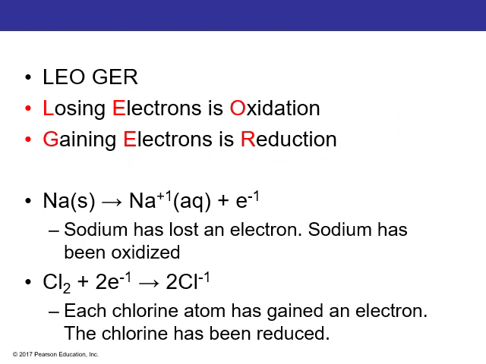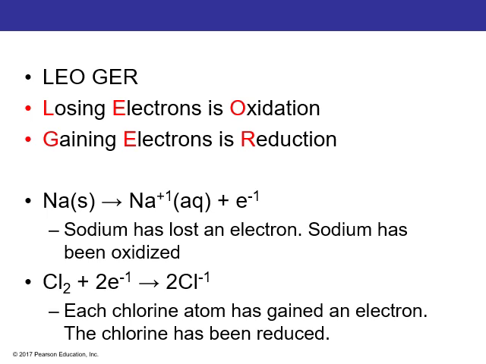I really like this acronym. I'm going to show you another acronym in a second here, but this is the one that I learned, and it's Leo the lion says grr. So I just remember your Leo grr. Losing electrons is oxidation. Gaining electrons is reduction.